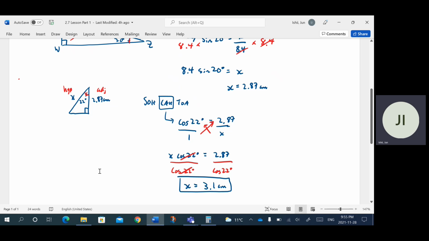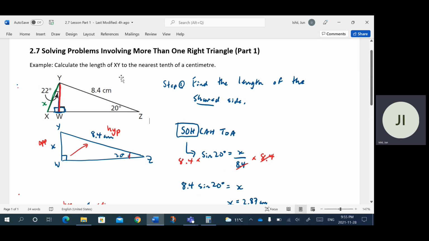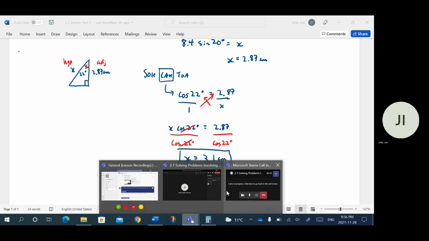Cool, guys. So that is basically this lesson: you'll find that two triangles share a common side. You'll have to find that common side first and then apply it to the second triangle. And for this problem, it turns out to be 3.1 centimeters. All right, guys.